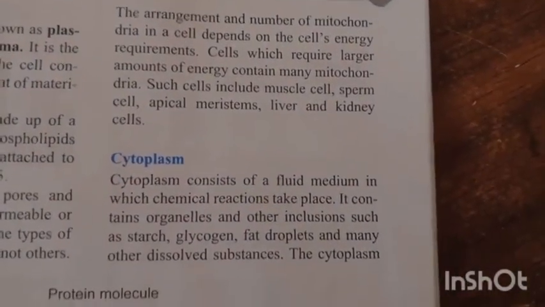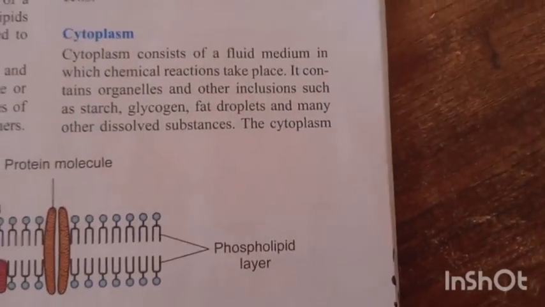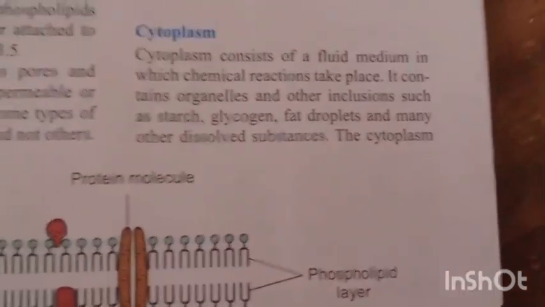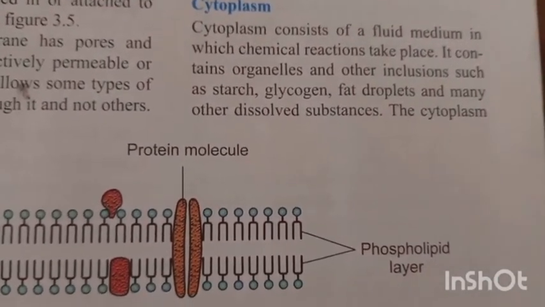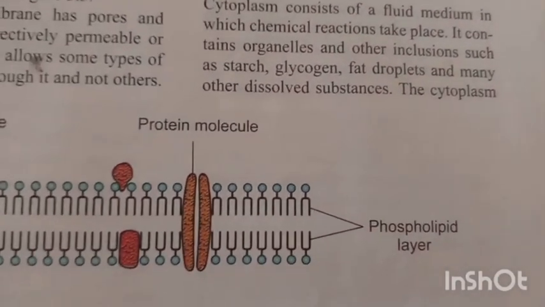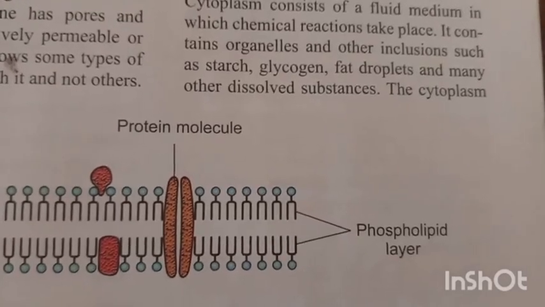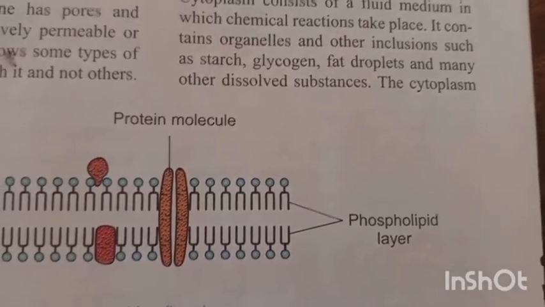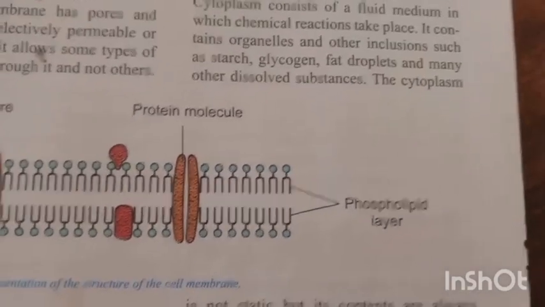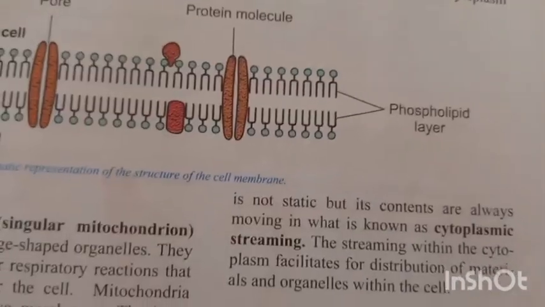The next cell organelle is the cytoplasm. That is the jelly-like substance. It's the fluid medium where all the chemical reactions in the cell take place. It is made of dissolved substances such as starch, glycogen, fat droplets, and other dissolved substances such as sugars and salts.